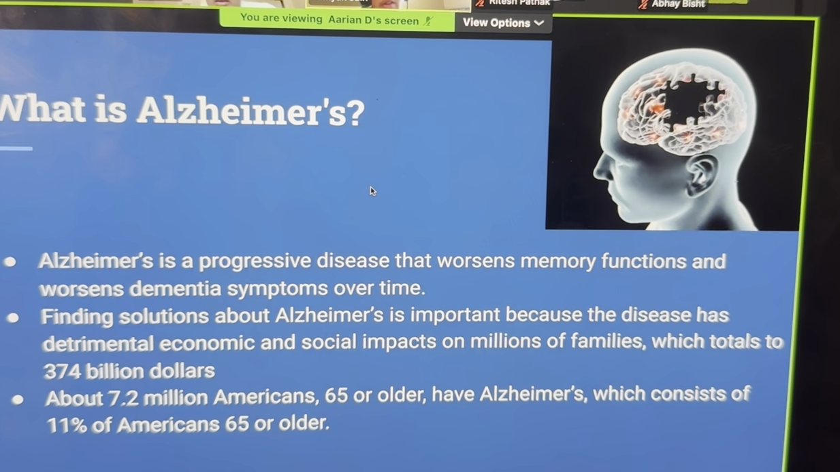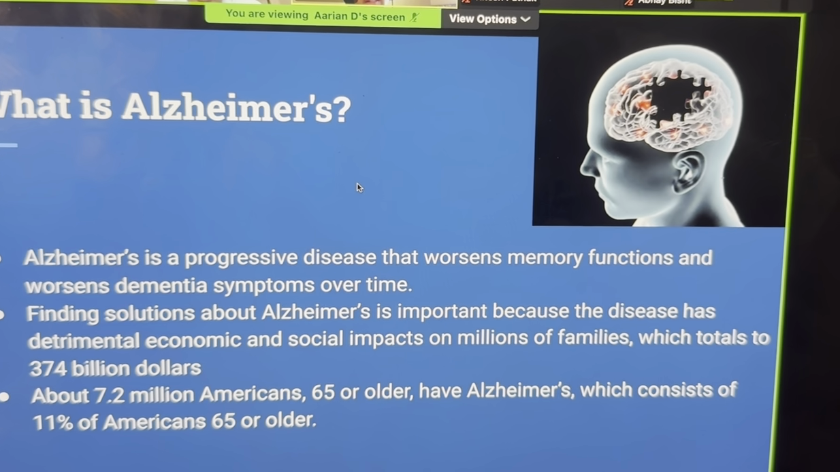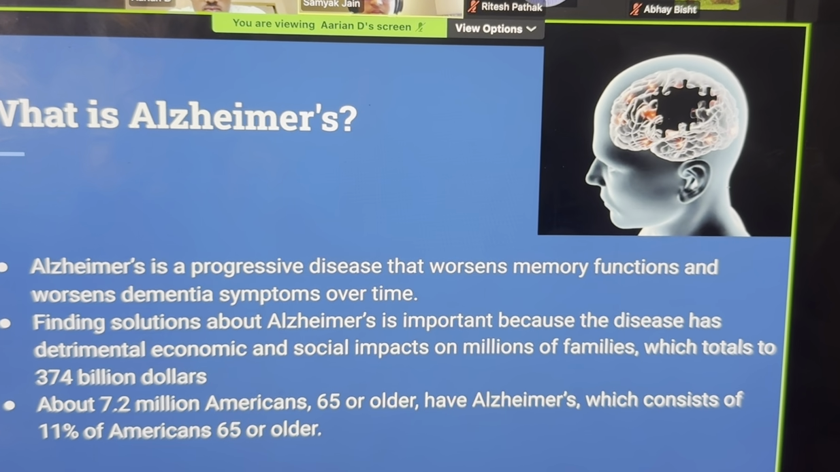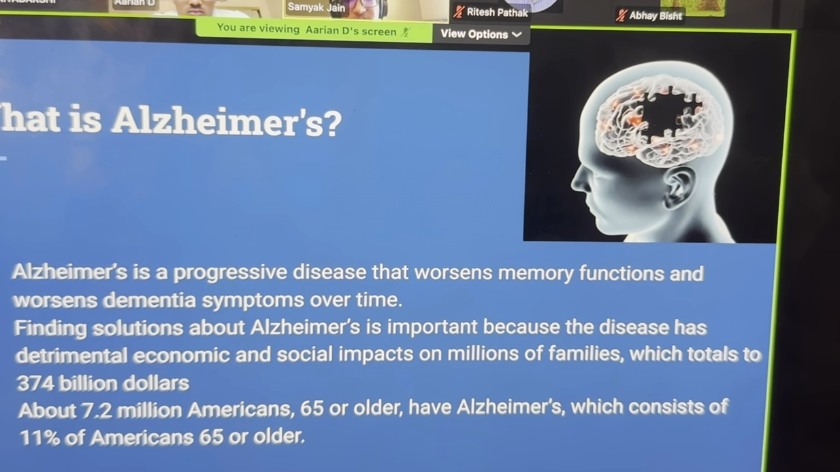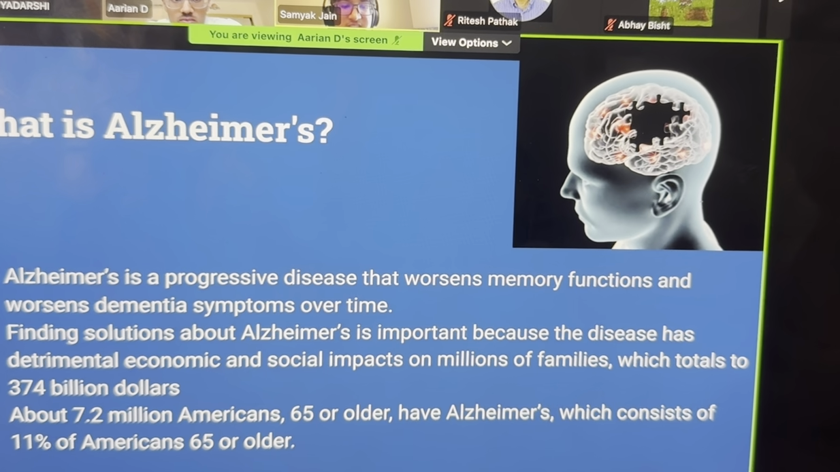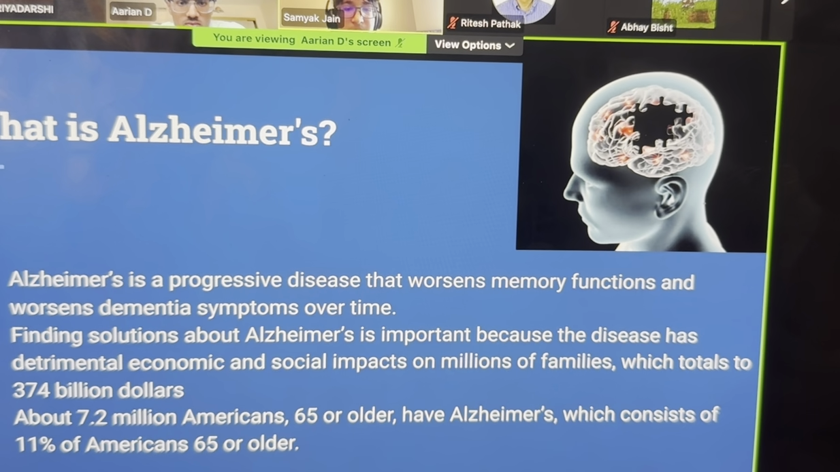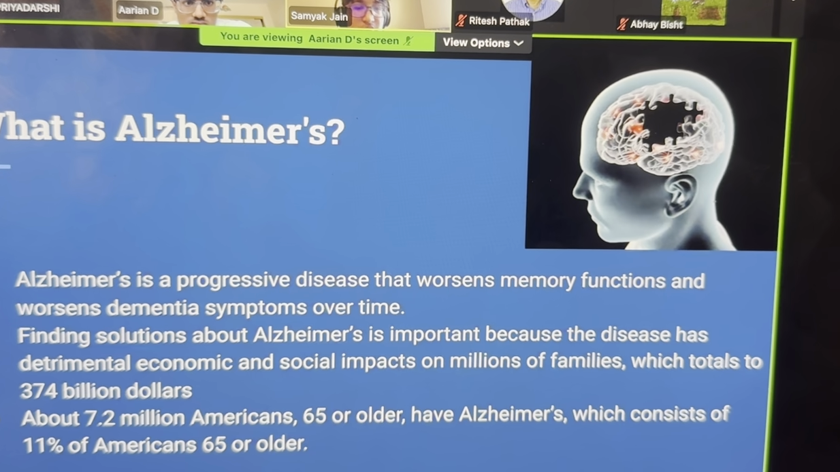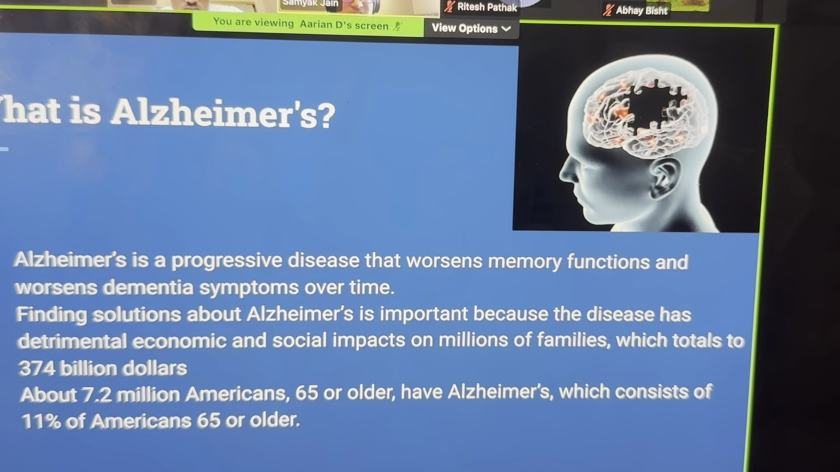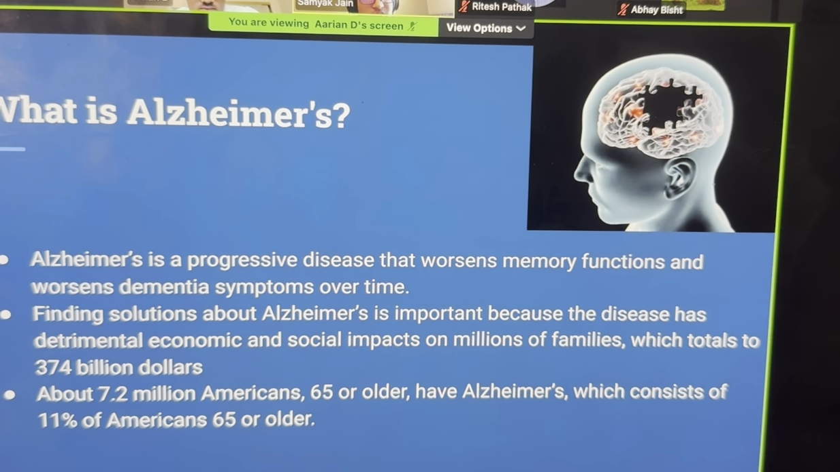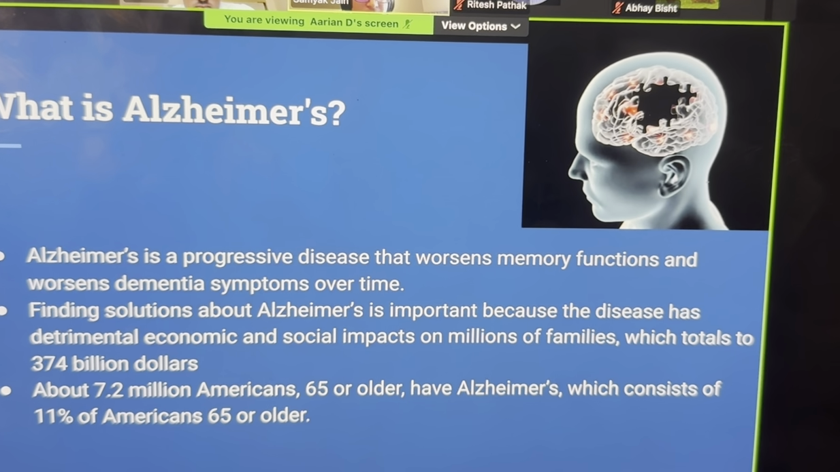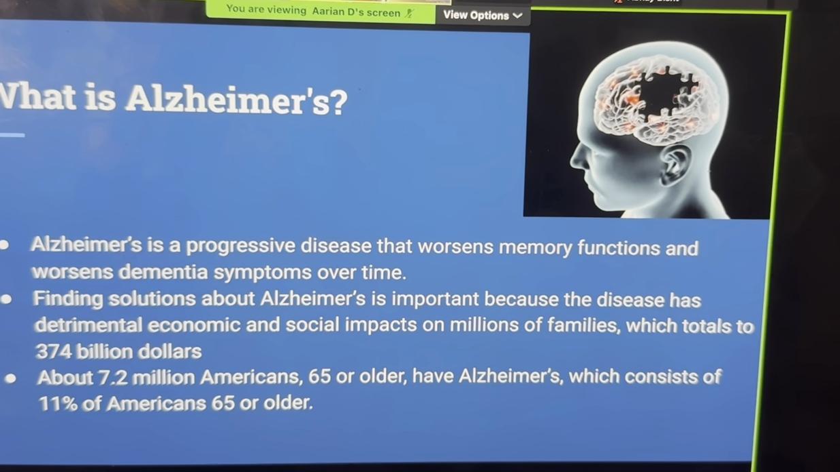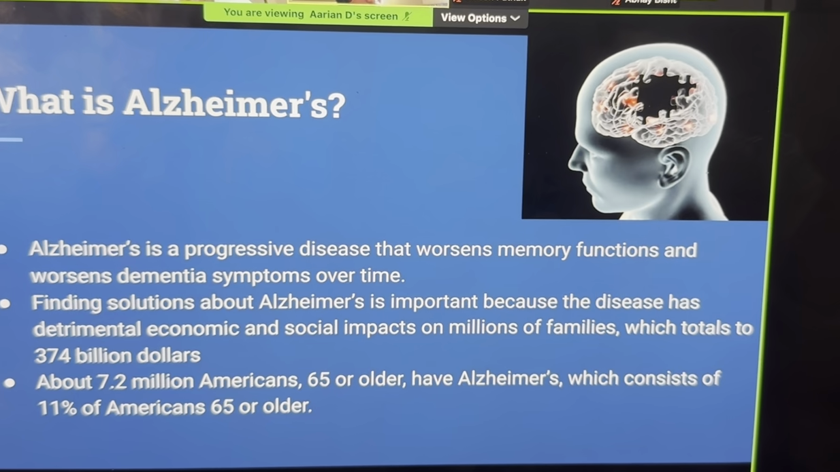All right, so what is Alzheimer's? Alzheimer's is a disease that progresses over time and worsens memory functions and dementia symptoms in the brain. Finding solutions for Alzheimer's is very important because this disease has very detrimental impacts on millions of families, both economically and socially. So far, it totals around $374 billion in healthcare. About 7.2 million Americans 65 or older have Alzheimer's, which is 11% of that population, which shows how it mainly affects people who have aged.